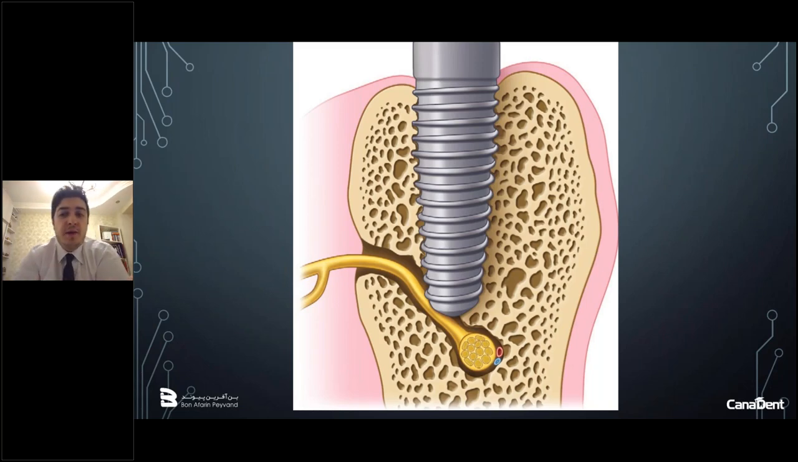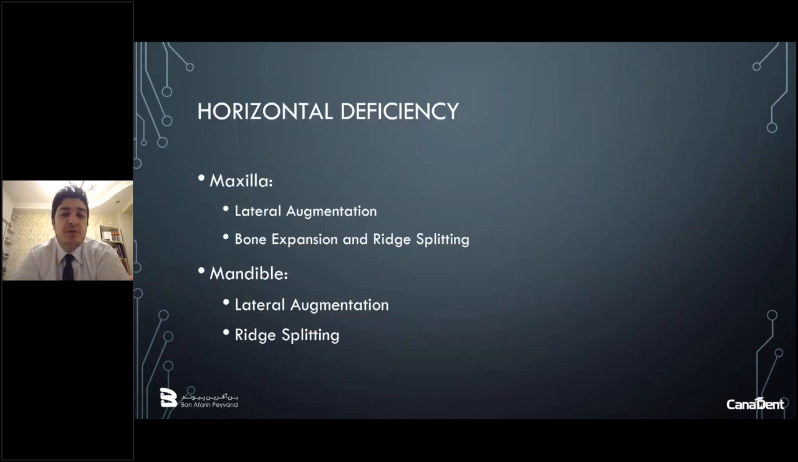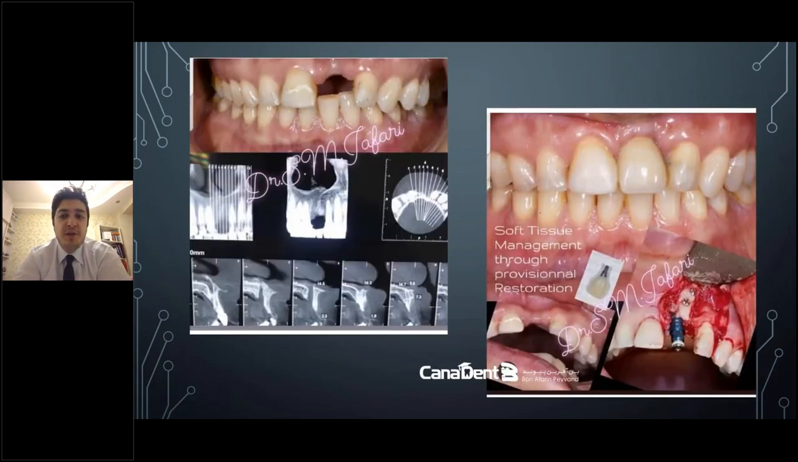Okay. So we have now assessed the minimum bone needed for implant placement. But what if we didn't have the needed amount? If we have a horizontal deficiency in the maxilla and mandible, we have different treatment plans to compensate for this lack of bone. In this case, due to traumatic extraction of the central tooth, the buccal plate was lost. So we had to augment the bone with a lateral ramus bone graft.